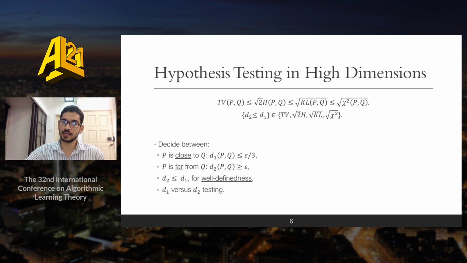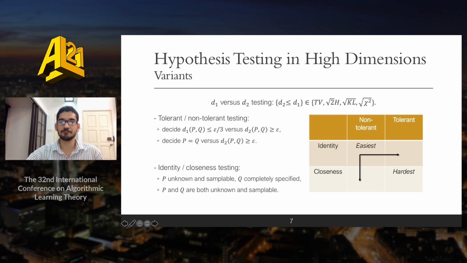So we'll be choosing a pair of distance functions d1 and d2 from these 4, and we'll be looking at the problem of d1 versus d2 testing. There are certain variants of this problem. Firstly, we look at tolerant versus non-tolerant testing. What I have defined so far, d1 versus d2 testing, is actually known as tolerant testing. Then there is an easier case which, in the nearness case, requires us only to distinguish P equal to Q from d2 between P and Q being at least epsilon, which is easier than tolerant testing.